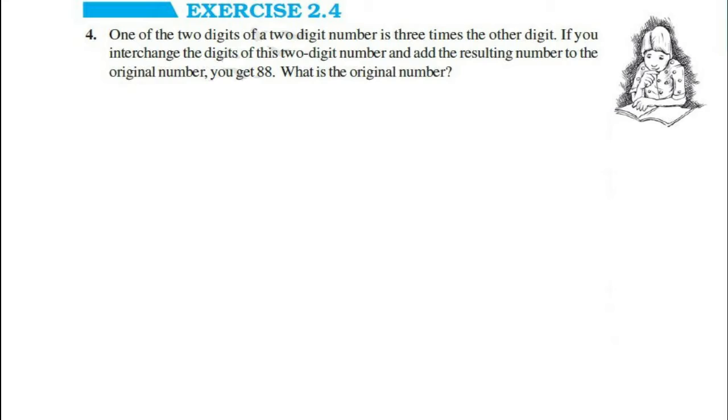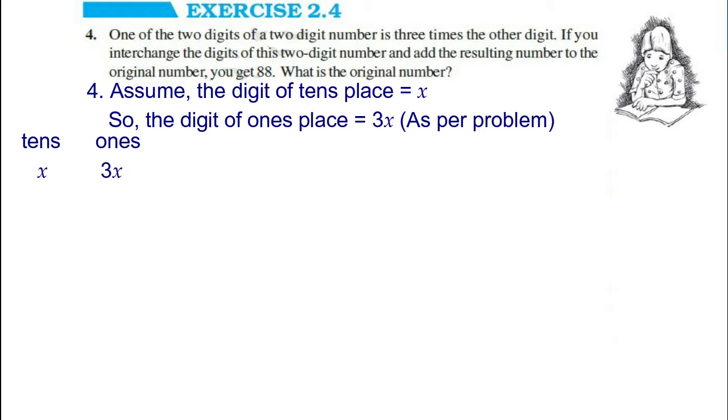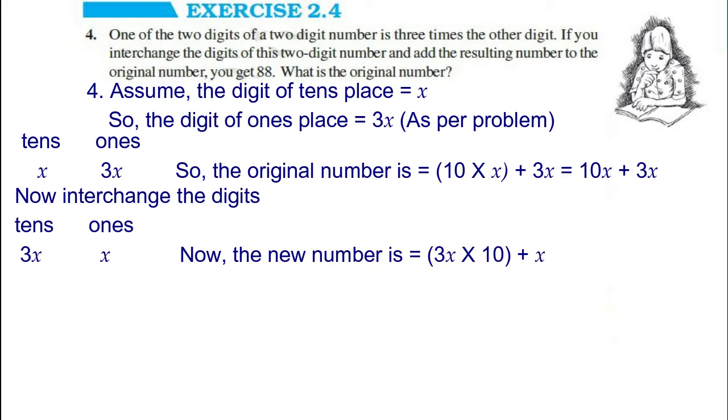First, we assume the digit at tens place is x. So as per the problem, the digit at ones place will be 3x. So the original two-digit number is equal to 10x plus 3x. And after interchanging the digits, means if we assume the digit at tens place is 3x and the digit at ones place is x, then we get a new two-digit number equal to 3x into 10 plus x, means 30x plus x.